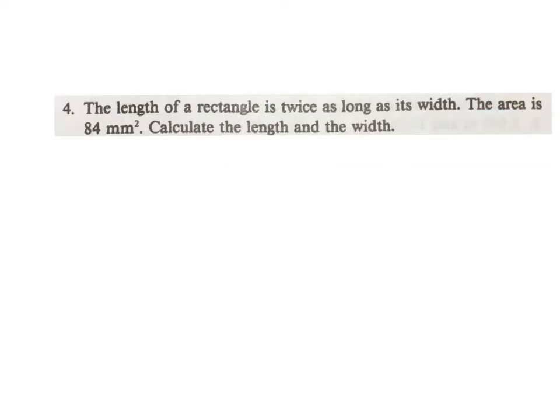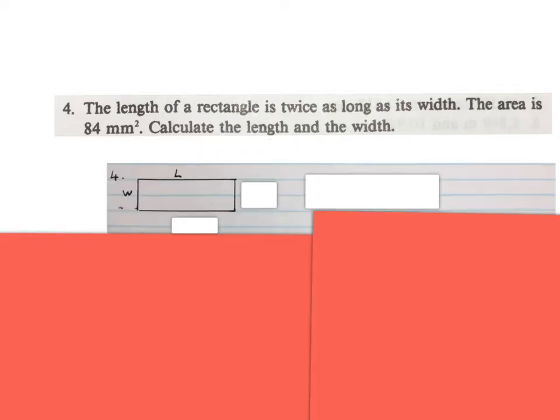The next question reads, the length of a rectangle is twice as long as its width. The area is 84 millimeters square. Calculate the length and the width. First, we always draw a rectangle and put in our length and width. There are other methods, but I always try and take the smaller number as x, which I did here. I wrote the width is x. Then they said the length is twice as long as its width, so I make that 2x.